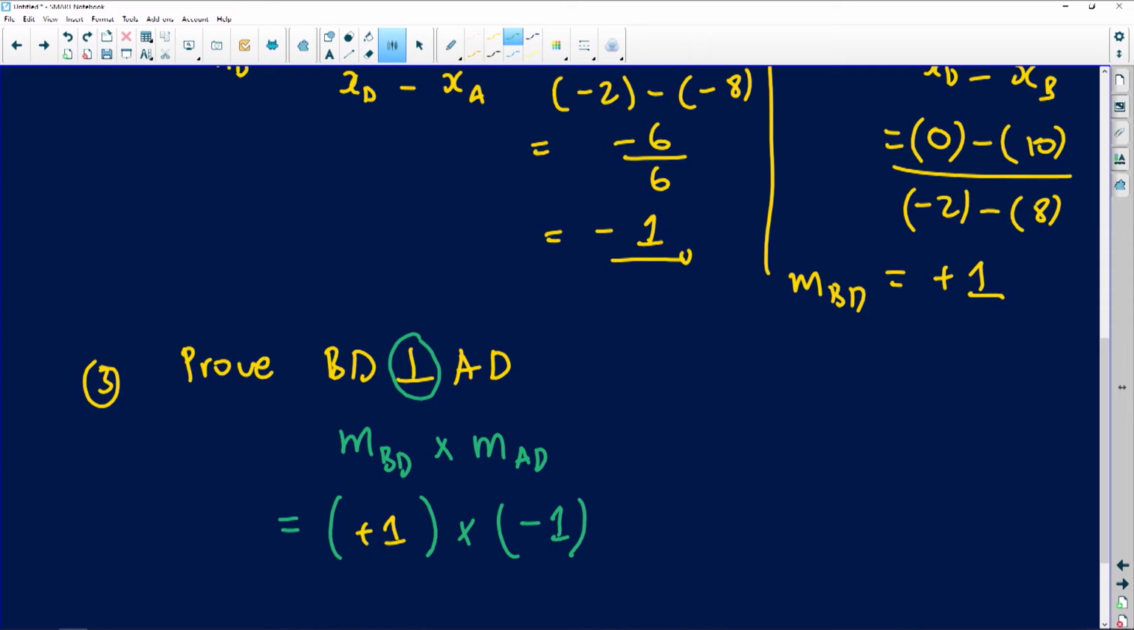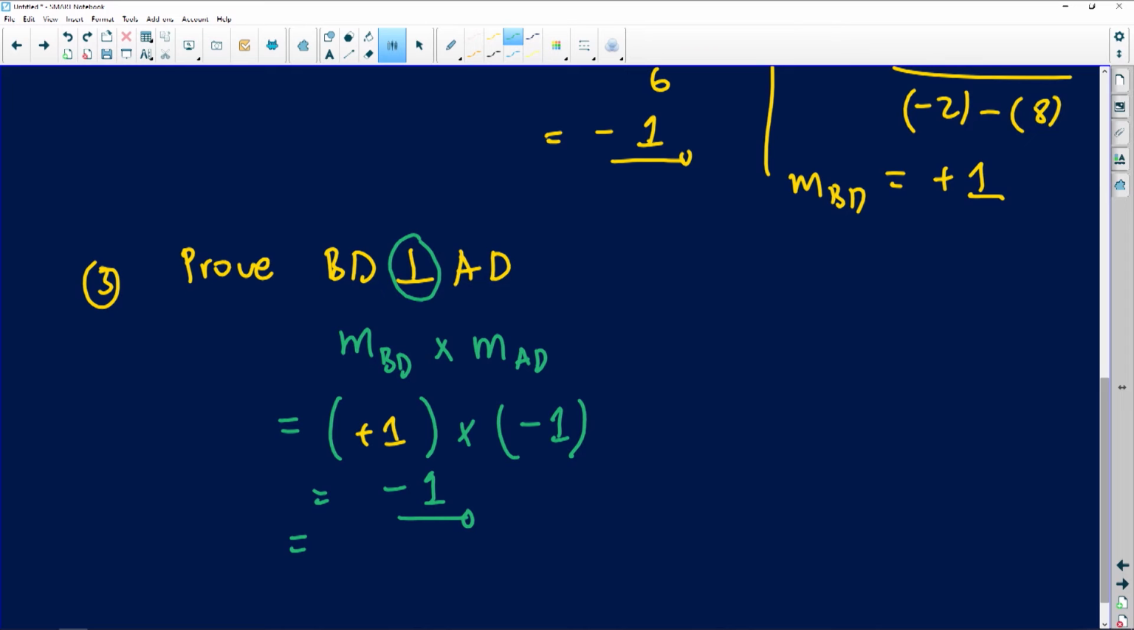And when you multiply these two, you indeed end up with an answer of -1, which concludes that because we're getting a product of -1, we can then conclude to the examiner that this is conclusive enough to say, therefore, BD and AD are perpendicular to each other. So let's use the correct mathematical symbol to argue what we're currently looking at. Beautiful stuff indeed, right? Okay, so the next one says we need to calculate the size of BDM.